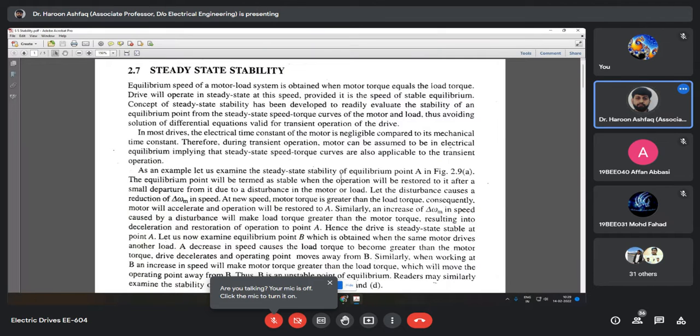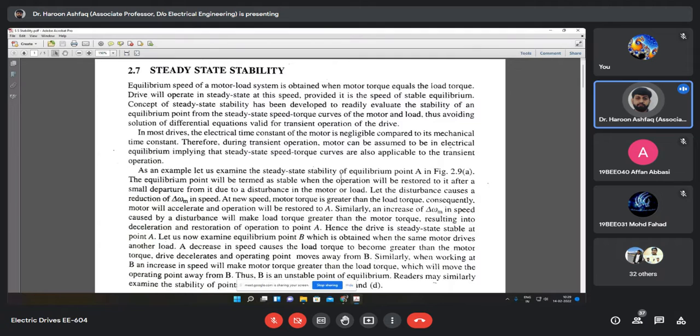If the torque angle goes beyond 90 degrees theoretically, then the system goes out of synchronism. The electrical angle between the stator magnetic field and the rotor magnetic field should not be more than 90 degrees, otherwise it will become unstable and lose synchronism. That means it was operating at a certain speed. Say you have a certain disturbance, you put a load on it, so what will happen?